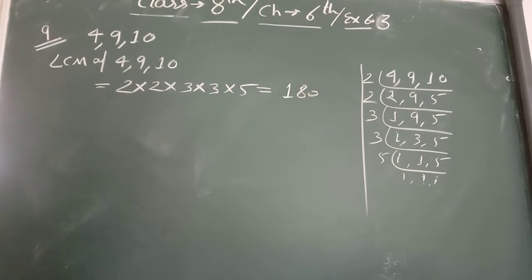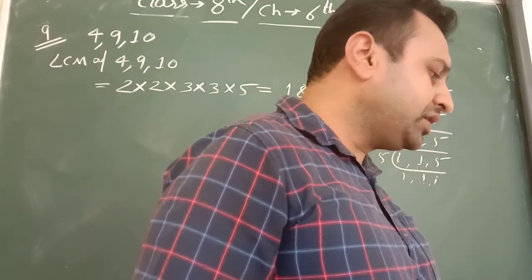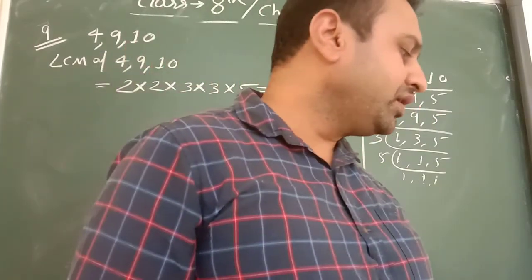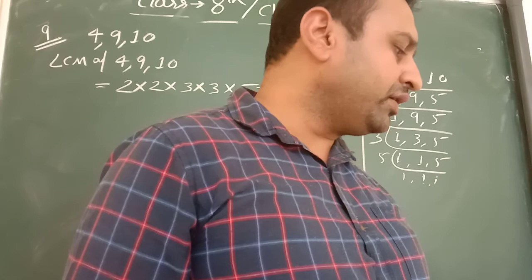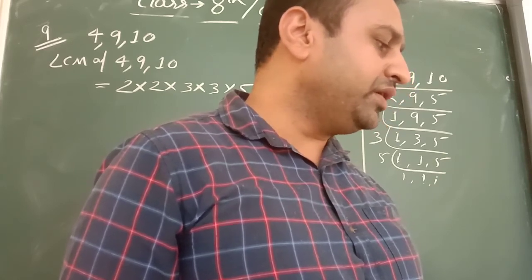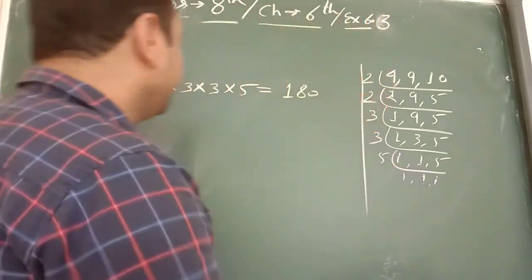Okay students, now we have to do question number 9. Question number 9 and question number 10 are both the same. We just note down question number 9. Find the smallest square number that is divisible by each of the numbers 4, 9 and 10. It means we have to find a number.